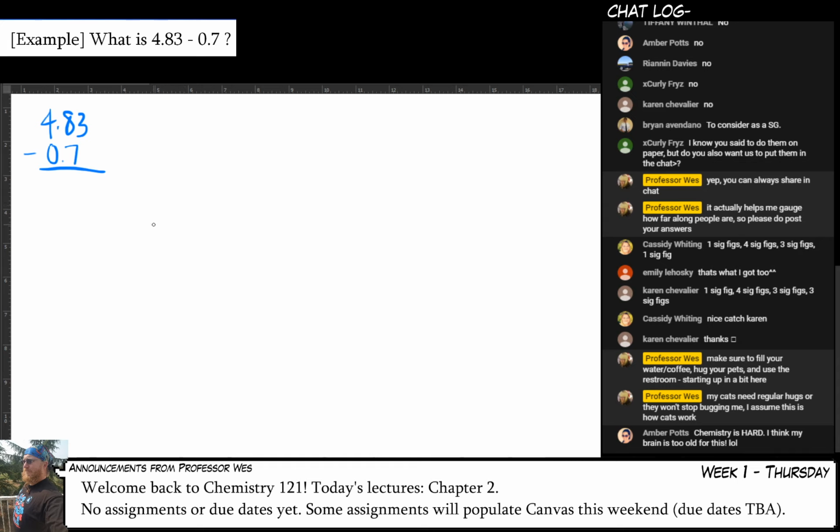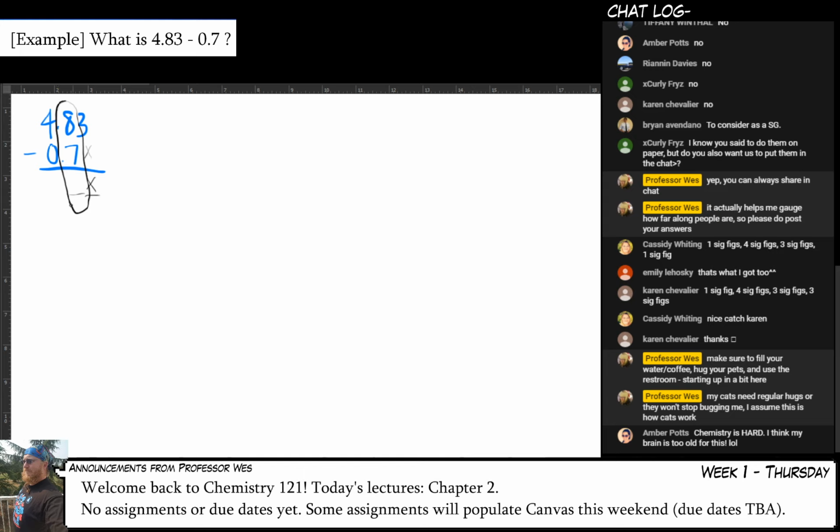Which position will I work with to report my answer? So let's start from the right. We're going to go to the first position here, which is the hundredths place. Can I use the hundredths place? Nope, there's nothing there. I can't use it. Let's go to the tenths place. Yeah, this is the tenths place. Can I use the tenths place? Yeah, I can. So I'm going to report my answer to the tenths place when I round.